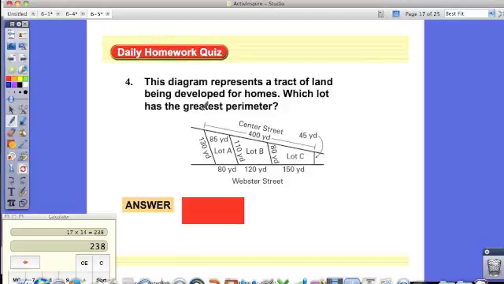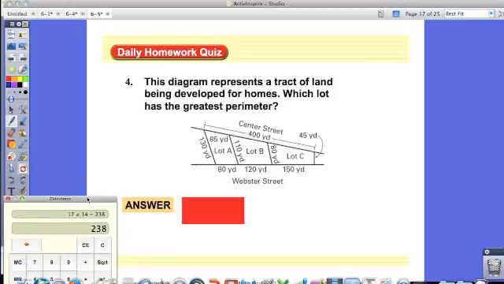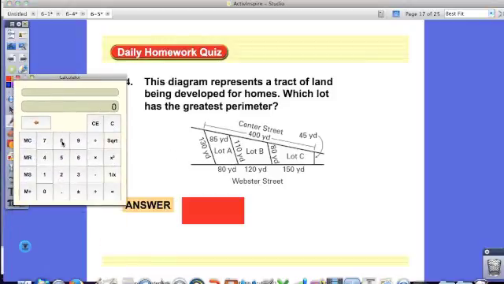The diagram represents a tract of land being developed for homes. Which lot has the greatest perimeter? So this is going to be 80. Let's find the perimeter of each one. Lot A is going to be 80 plus 130 plus 85 plus 110. And that's 405. That's A.